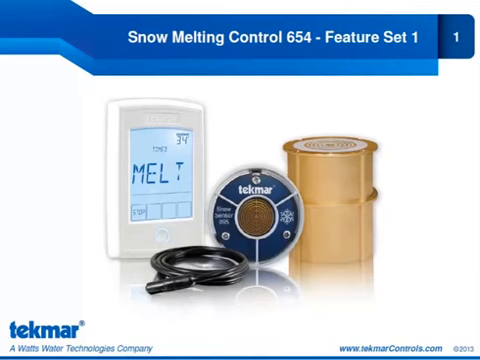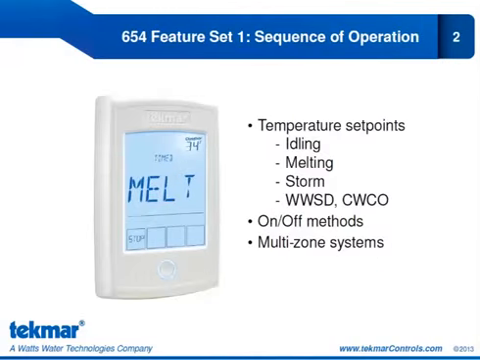This segment again looks at the Snow-Melt Control 654, but this time we're going to take a specialized look at some of the new features that this control offers. The features we're going to look at in this fifth training segment, which is titled Feature Set 1, are those features that relate to the sequence of operation. We're going to start by looking at the temperature set points.